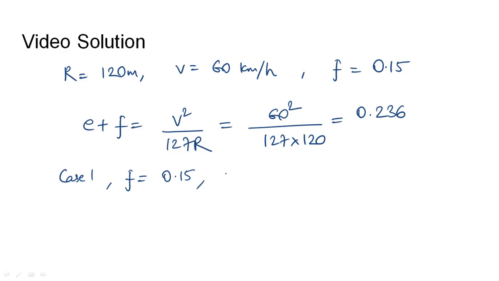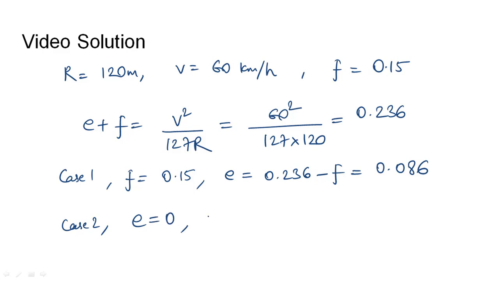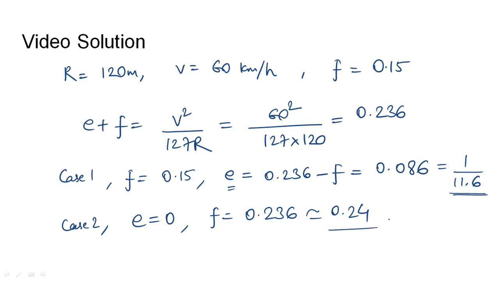Case 1, where it is said that full friction is assumed to develop. In that case, the super elevation will be given by 0.236 minus f. So this would turn out to be 0.086. In case 2, when it is said that there is no super elevation, the value of e would be kept as 0. In this case, f would be the full value, that is 0.236. This can be rounded off to around 0.24. 0.086 can be written as 1 by 11.6. So the value of super elevation is obtained as 1 by 11.6 and friction as 0.24.